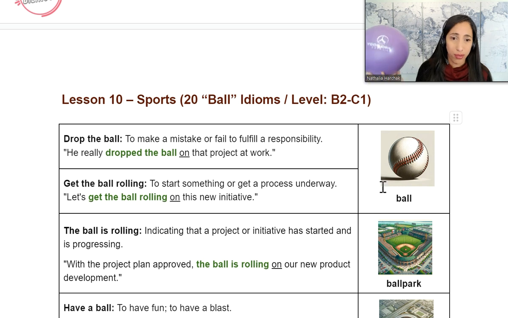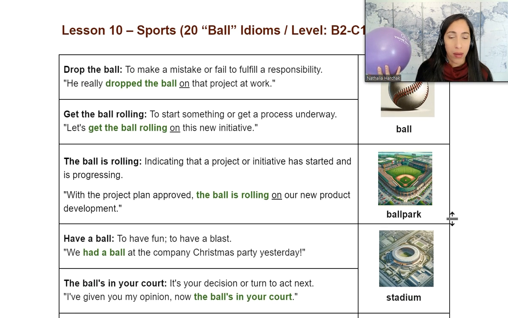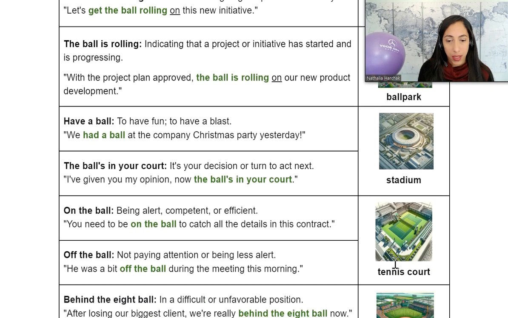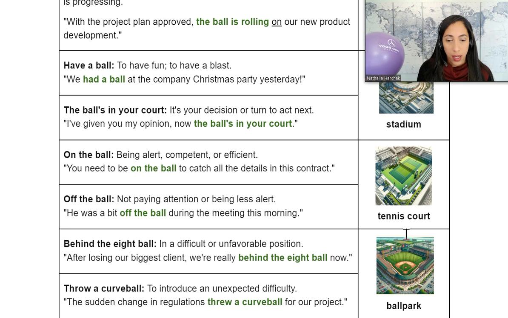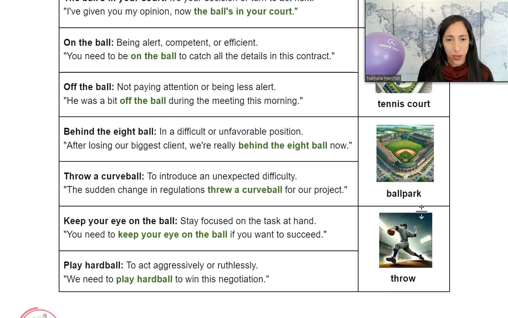So the first one, ball, super simple, right? A ballpark. Ballpark is usually like a stadium place where people play ball sports. It could be anything, but normally when I hear the word ballpark, people normally refer to like a baseball stadium, okay? Stadium, tennis court, a ballpark. I have this picture twice, I don't know why.